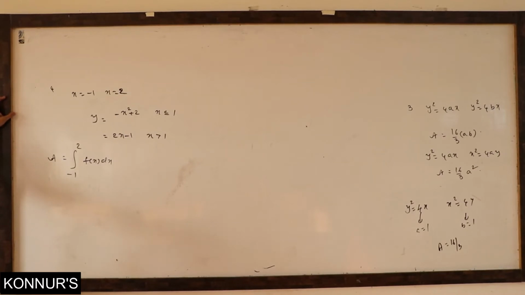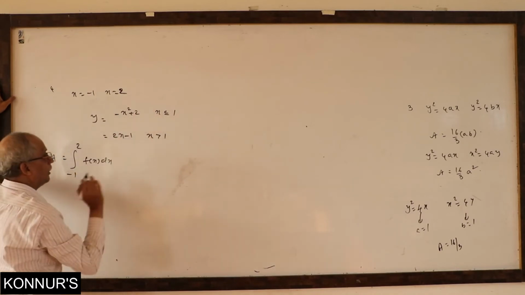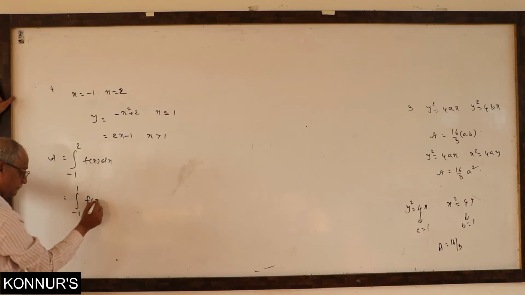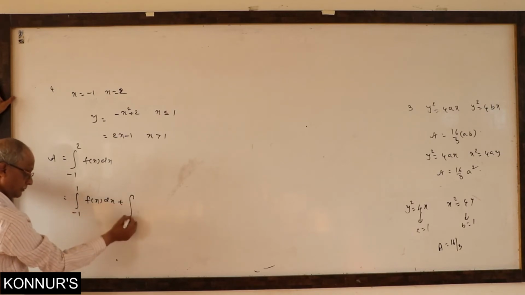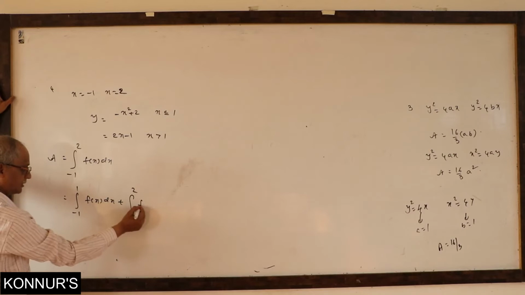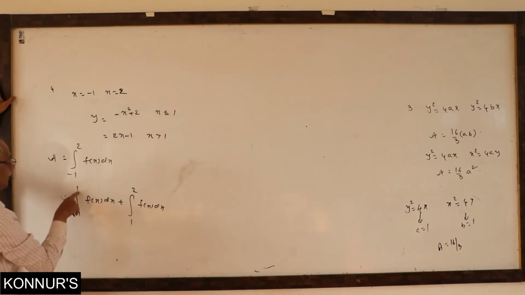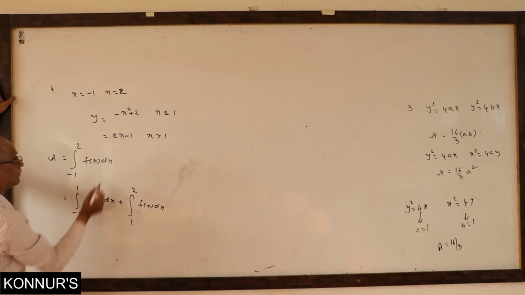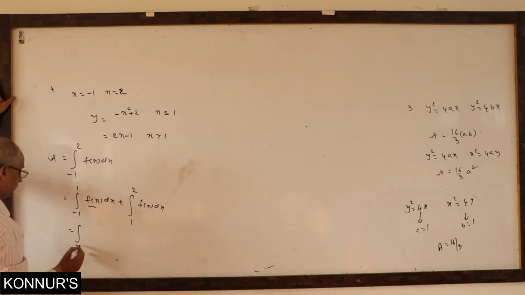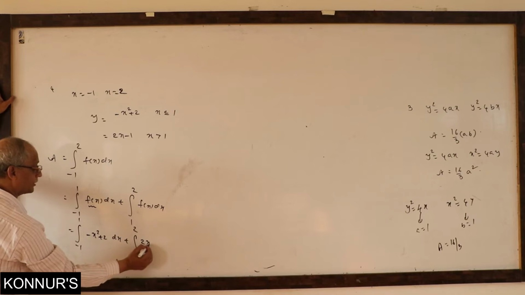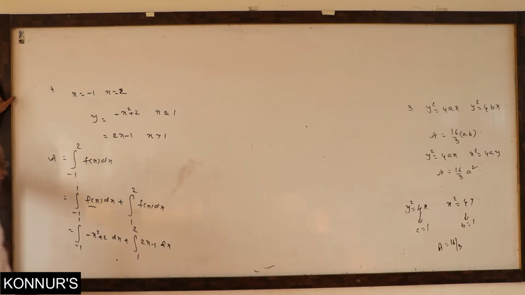But a direct minus 1 to 2 is not present in the problem. They gave a breakup interval. How do they break up here? Before 1 and after 1. After 1 means up to 2 anyway. In each interval, what is our function? So integral minus 1 to 1 of minus x square plus 2 dx, plus integral 1 to 2 of 2x minus 1 dx.